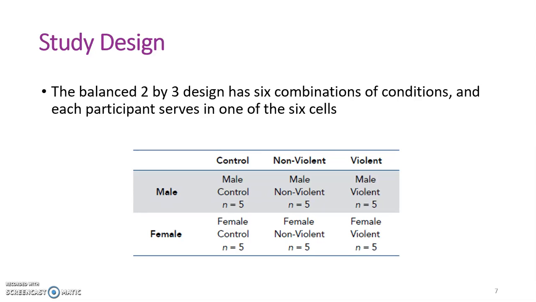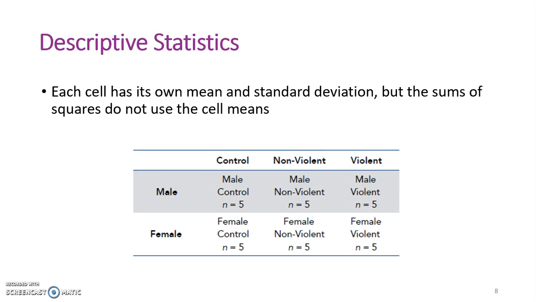The word balanced simply indicates that each cell has an equal sample size to the other cells. You'll see that in each of the cells in this table, at the very bottom, it says n equals 5, and that's the same across all of the cells. That's what a balanced design means: there are equal numbers in each cell. Each cell has its own mean and its own standard deviation, but the sums of squares don't use the cell means, which is important to note.